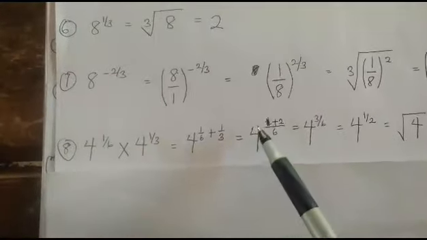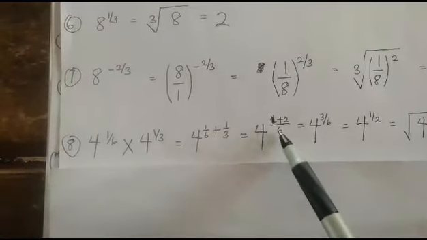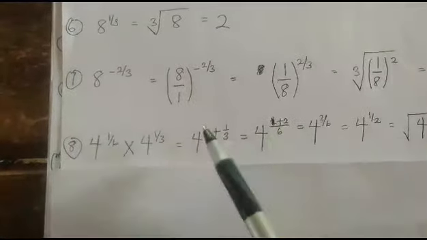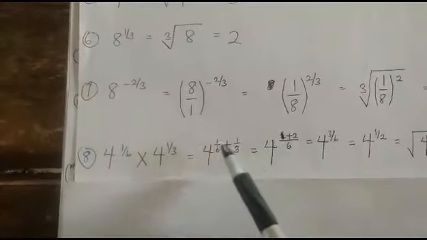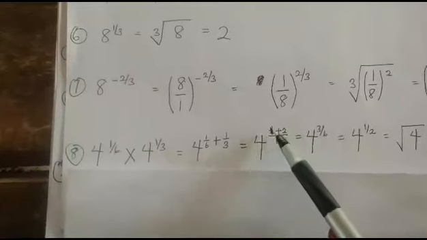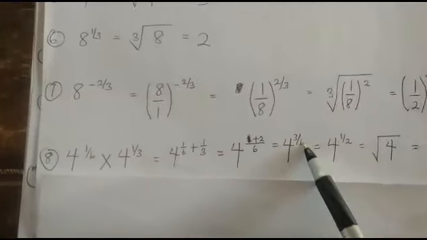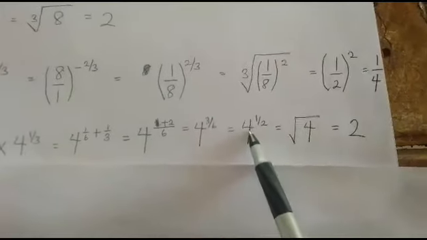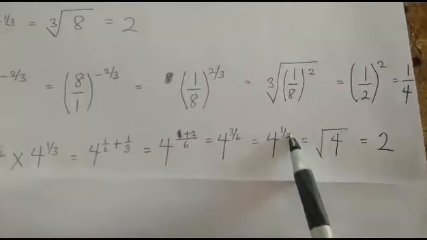Since this is a fraction, the LCM of 6 and 3 will give you 6. How many 6 are in 6? 1. 1 times 1 is 1. How many 3 are in 6? 2. 2 times 1 is 2. So we are having 4 raised to the power of 1 plus 2 over 6, which is 3 over 6. So you are going to have 4 raised to the power of 3 over 6, which is 1 over 2.